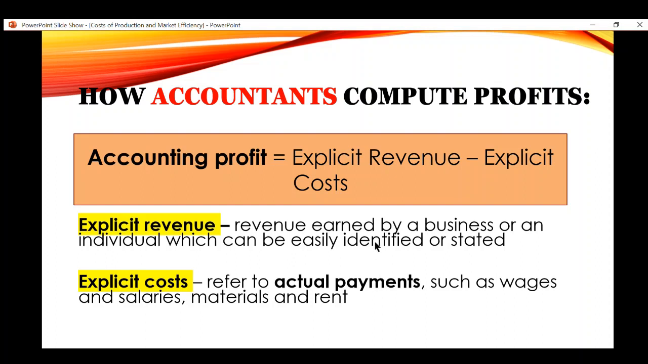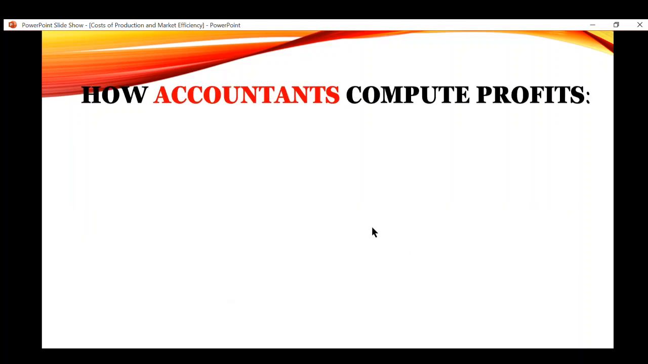Why do we need to emphasize what is the actual or unsa man gyud stated, unsa man gyud klaro nato nga nagasto? Because there are also revenues and costs that are not explicit. They are not actual. And that is what we call implicit. So that is what is being considered by economists.